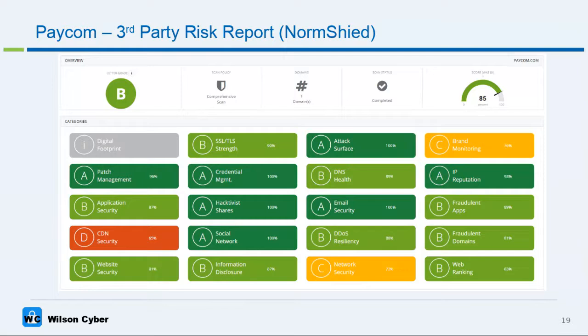The overall score for this particular assessment of Paycom was a B. The score itself was an 85, and you can see how well Paycom did in each of these 20 categories. A lot of A's, some B's, two C's with network security and brand monitoring, and one D with CDN security. You can take a deep dive into any one of these areas and see how the rankings were developed for, in this case, Paycom.